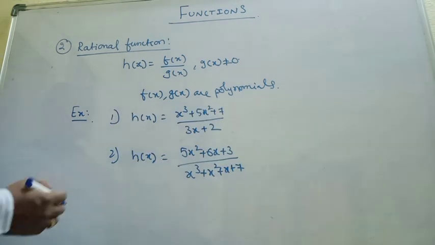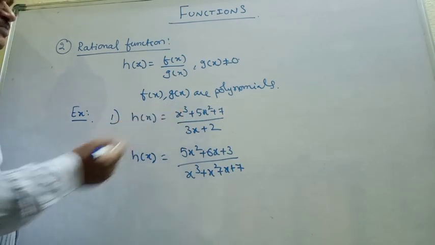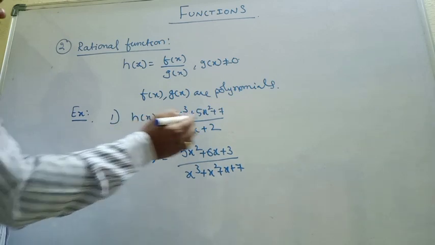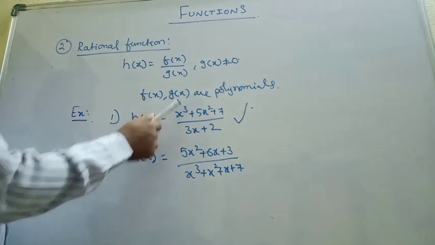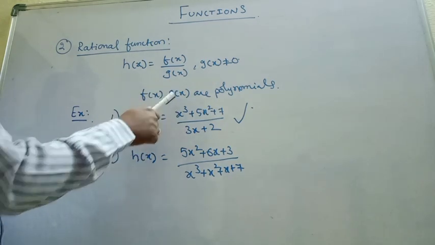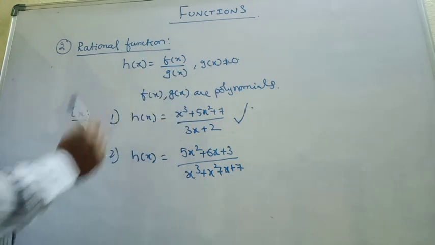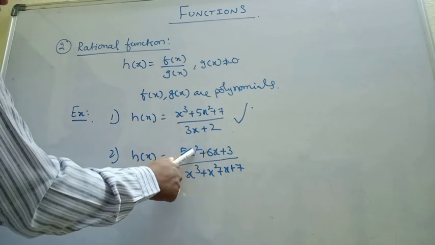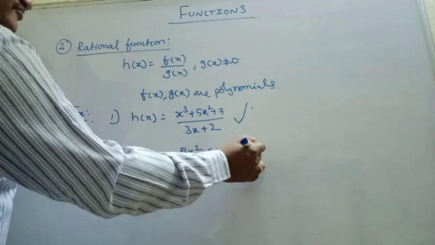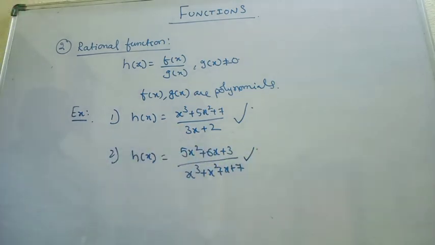Now see these examples here: h of x equal to (x cube plus 5x square plus 7) by (3x plus 2). This is a rational function, because you can write it in the form of numerator by denominator. Numerator is a polynomial and denominator is also a polynomial. And here also h of x is one polynomial by another polynomial. Therefore, this is also a rational function. Just numerator and denominator both are polynomials. Any such polynomial ratio you take, these are what you call rational functions.